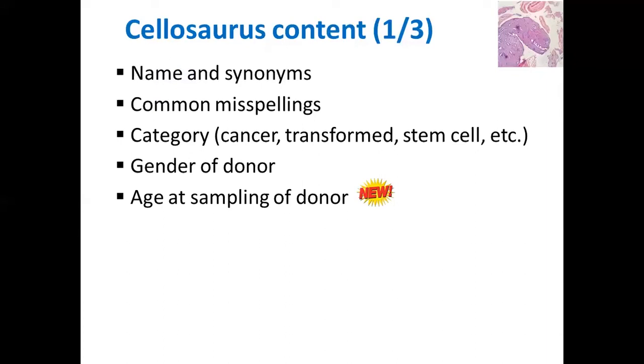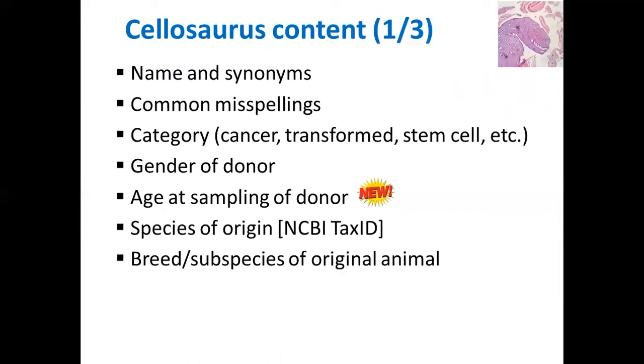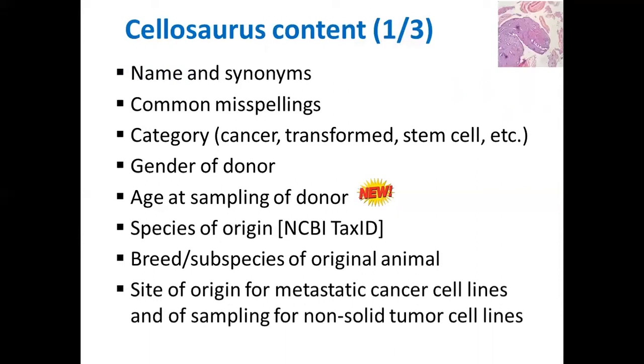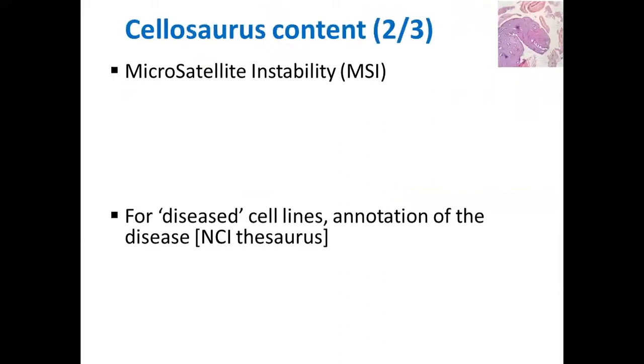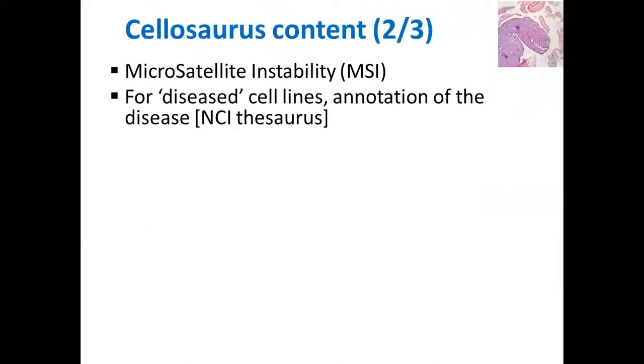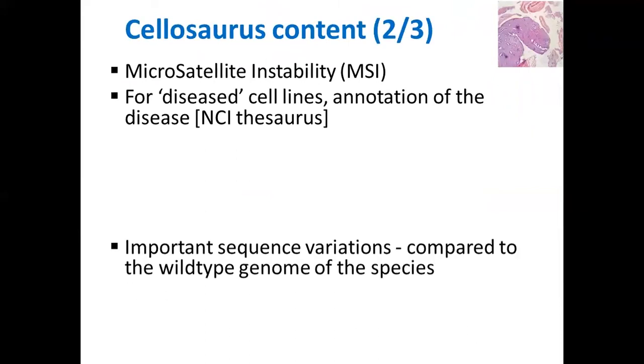One thing which will be added in the next release, which will appear in 2-3 weeks, is the age at sampling of the donor. Currently, this information is not available, but it will be in 2 weeks' time. Of course, the species of origin, and if it's from an animal, the breed or subspecies. Quite important, the site of origin for metastatic cancer cell lines and sampling for non-solid tumor cell lines. Population doubling time. And I will go faster because I'm not going to go through all of it. Microsatellite instability.